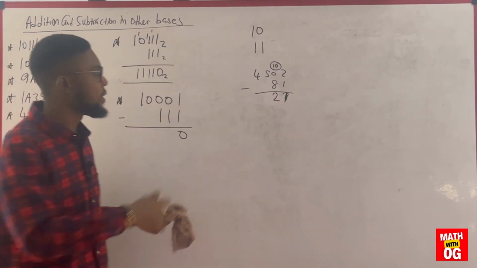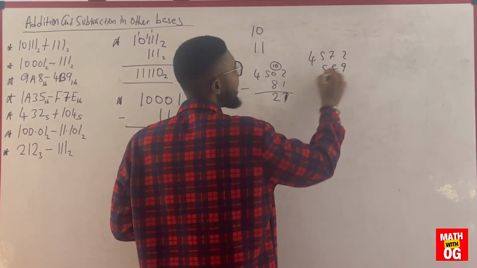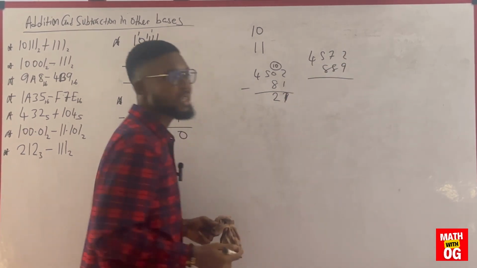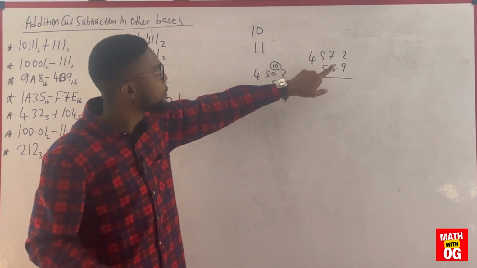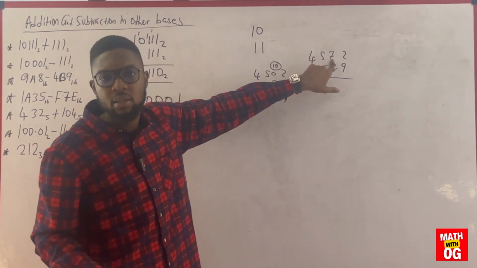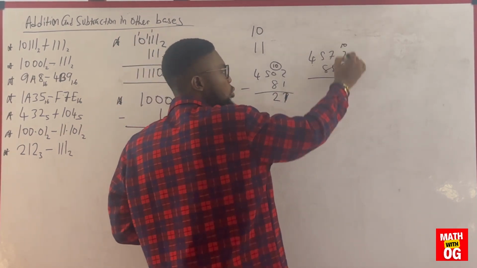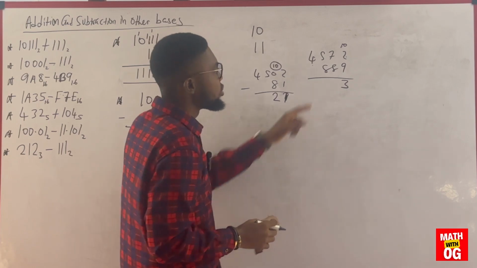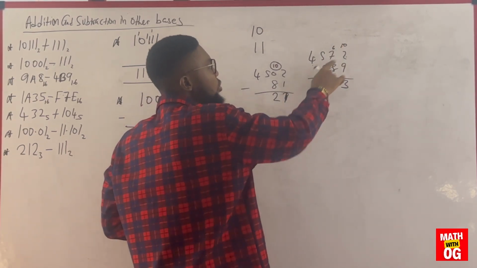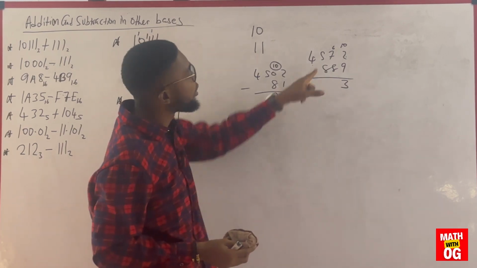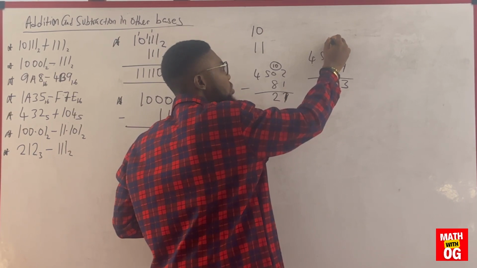2. So if you have a question like this, 4572 minus 889, you say 2 minus 9 cannot go through. What we borrow from here is actually 10. So we'll put that 10 here. 10 plus 2 will be 12. 12 minus 9 will be 3. Because I borrowed 1 from here, I'm left with 6. So 6 minus 8 cannot go through. We also borrow 1 from here, but that one is actually 10. So we have 10 plus 6, which is 16.